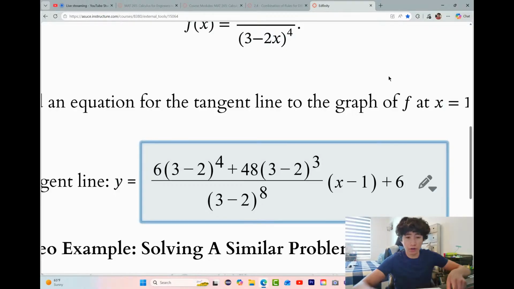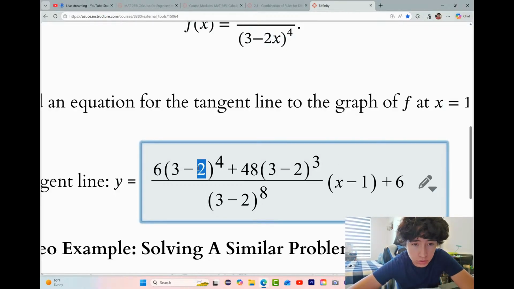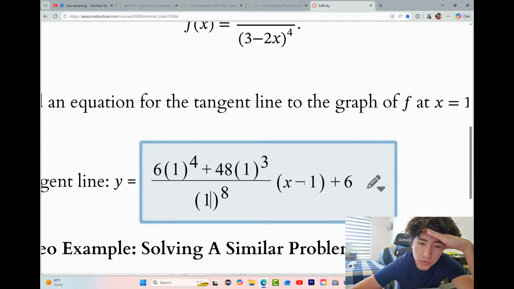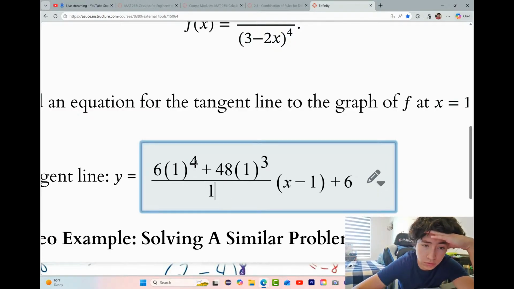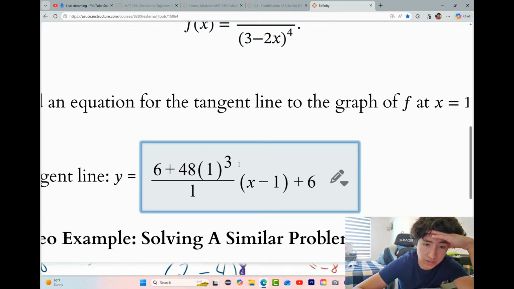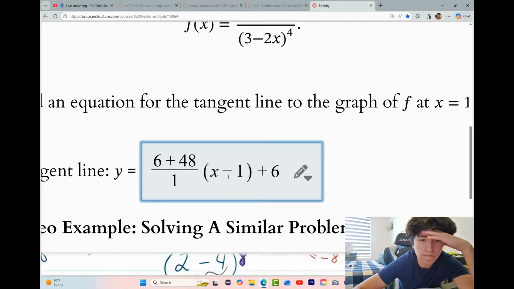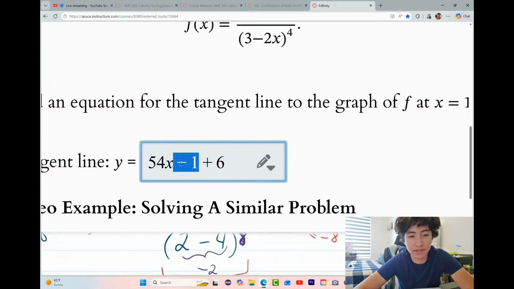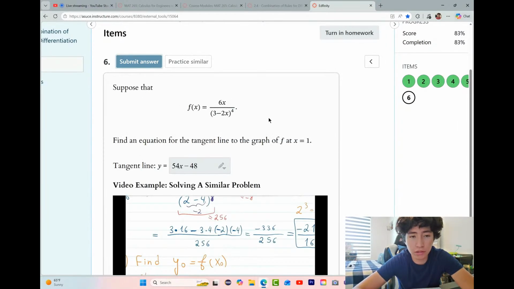Dude, what is going on? Okay, hold on. So this is 1. This is 1. This is 1. 1 to the power of 8 is 1, right? 1 times 1 is 1. Let's take that off. Oh, hold on. Wait, so that's 54? 54. Is that what we got wrong? Okay, I see. Minus 54. Negative 48. All right, that should be it.